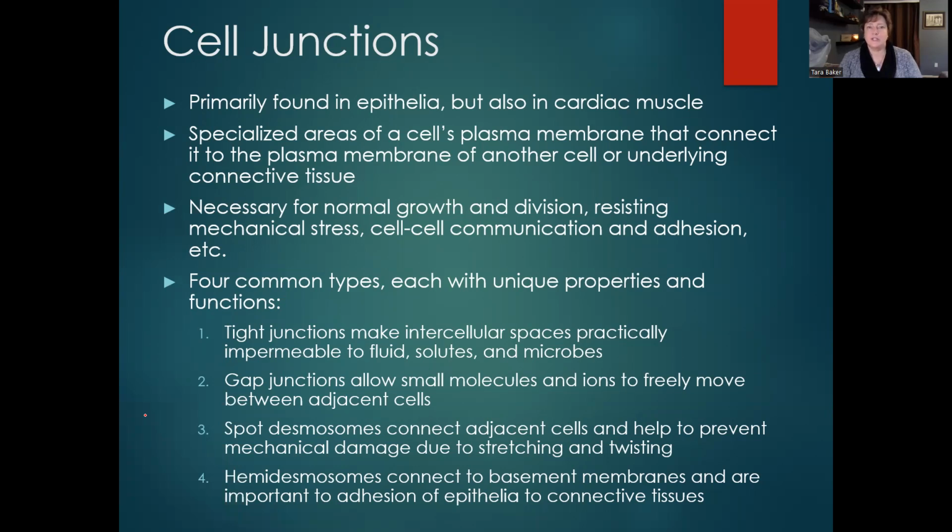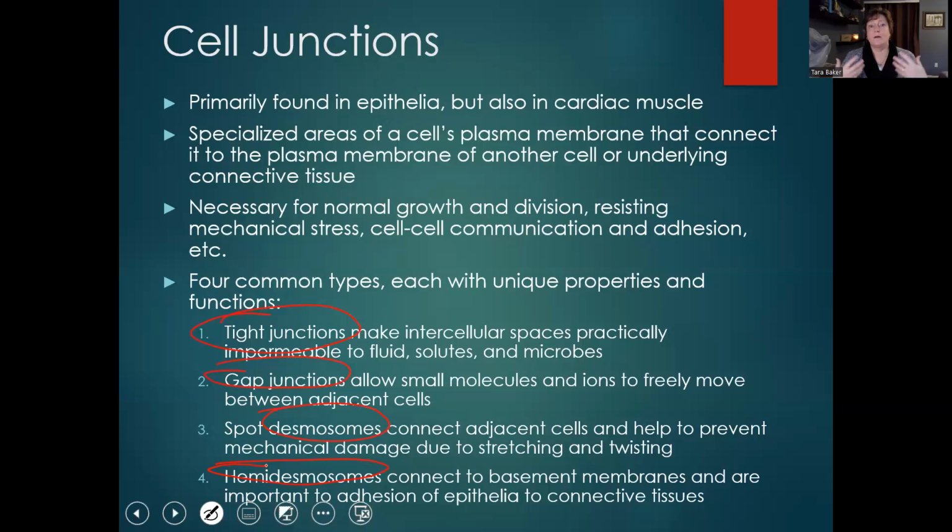So the cell junctions are going to happen at the cell membranes. Right at the cell membranes, there are going to be proteins that come out of the cell membrane and then hold hands to create a junction. There are 4 different types of cell junctions that we're going to talk about: tight junctions, gap junctions, desmosomes, and hemidesmosomes.